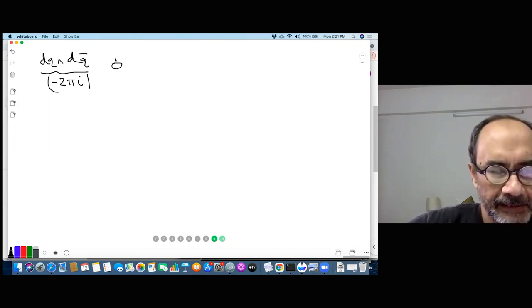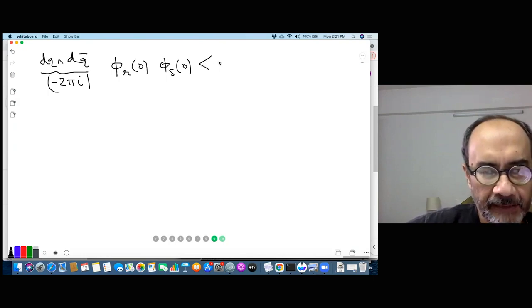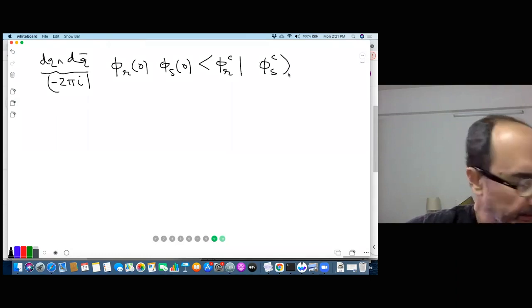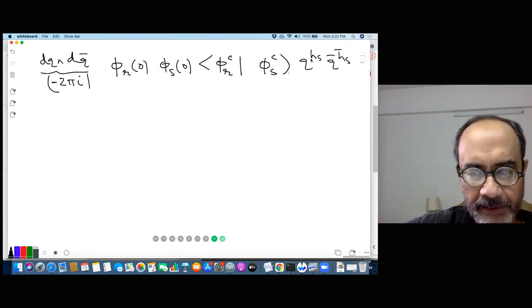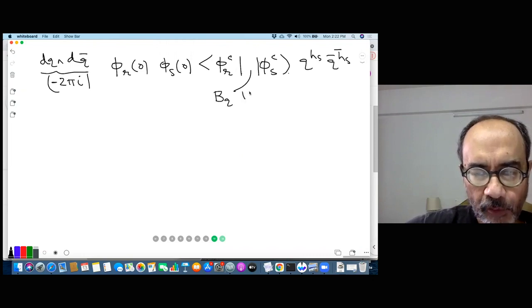Then the plumbing fixture relation, let me remind you, we had phi_r of 0, phi_s of 0, and then we had phi_r^c, phi_s^c, q to the h_s, q bar to the h_s bar. So the plumbing fixture relation was this much. The only extra ingredient here is that we have a factor of bQ bar. So here we insert bQ bar.